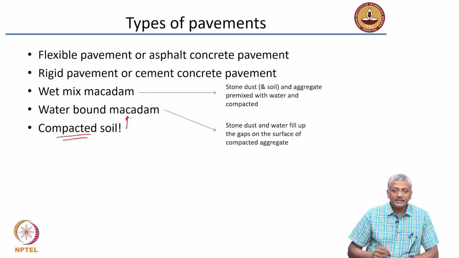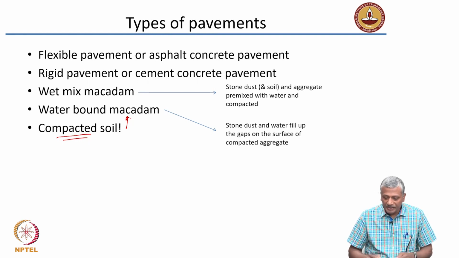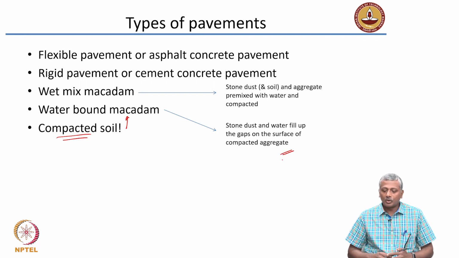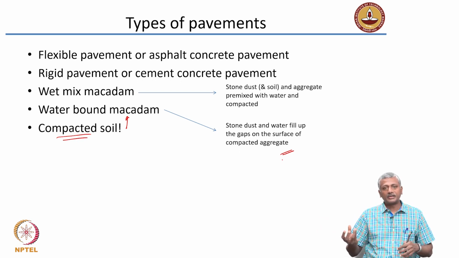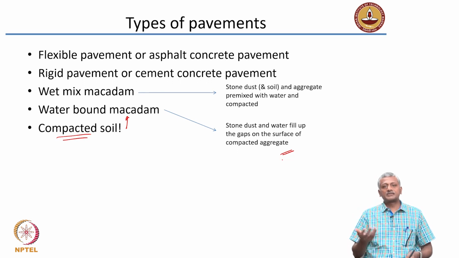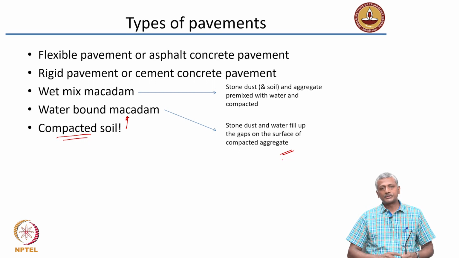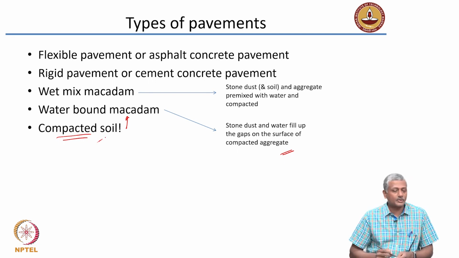You then go to a slightly more complicated version called water-bound macadam. What is water-bound macadam? It is basically stone dust and water filling up the gaps on the surface of compacted aggregate. So, you have the soil on top of which you place aggregates, that is stone, right, and then you take a roller and compact this aggregate. So, what happens is the aggregates nicely get compacted and come close to each other, but then there are still gaps around. So, what you do is you mix stone dust and water, make a slurry and fill up these holes. Again, this is not that complicated, but it is a little bit more complicated than just compacting the soil.